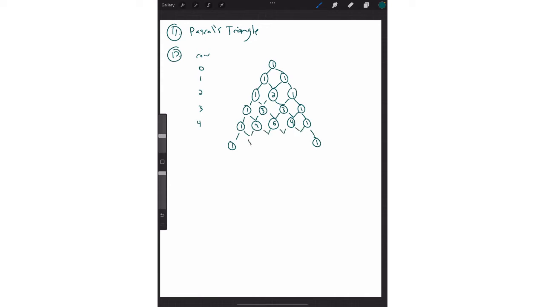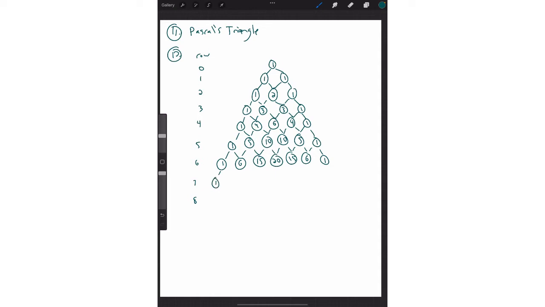So 1 plus 4 is 5, 4 plus 6 is 10, 4 plus 6 is 10, and 4 plus 1 is 5. Okay, once again, if I have 1s, 1 plus 5 is 6, 5 plus 10 is 15, 10 plus 10 is 20, 5 plus 10 is 15, and 5 plus 1 is 6. Okay, so this was row 5, this is row 6. We got 2 more rows to fill out, right? We want to get row 7, we want to get row 8.